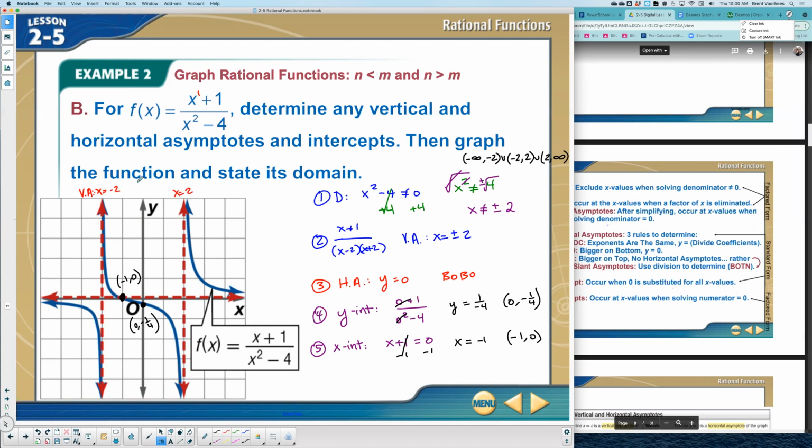There's a lot of visiting. Make sure you're on track with me, please. And we have this horizontal asymptote, again, y equals 0. So there's all the information we found. The domain, the only breaks were at -2 and +2.